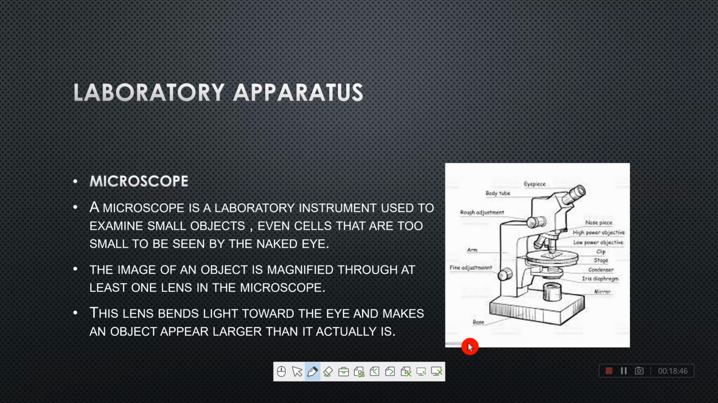These are the different components of the microscope. In the picture you can see different components labeled: eyepiece, nose piece, high power objective, low power objective. Generally the microscope comes with three objectives: the lower power objectives 10x and 40x, and the higher power objective 100x. The 100x works as an oil immersion lens, for which cedar wood oil is used.